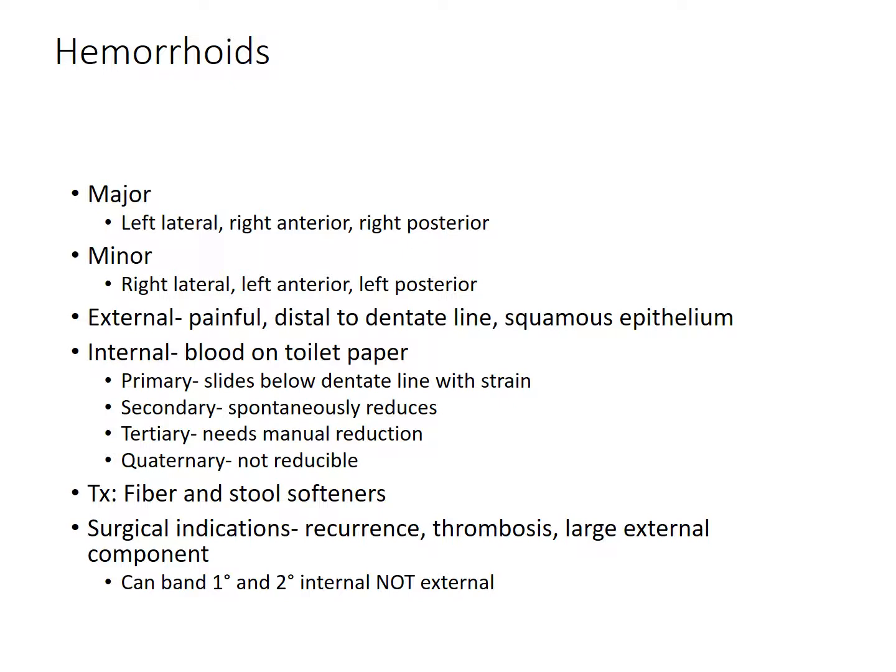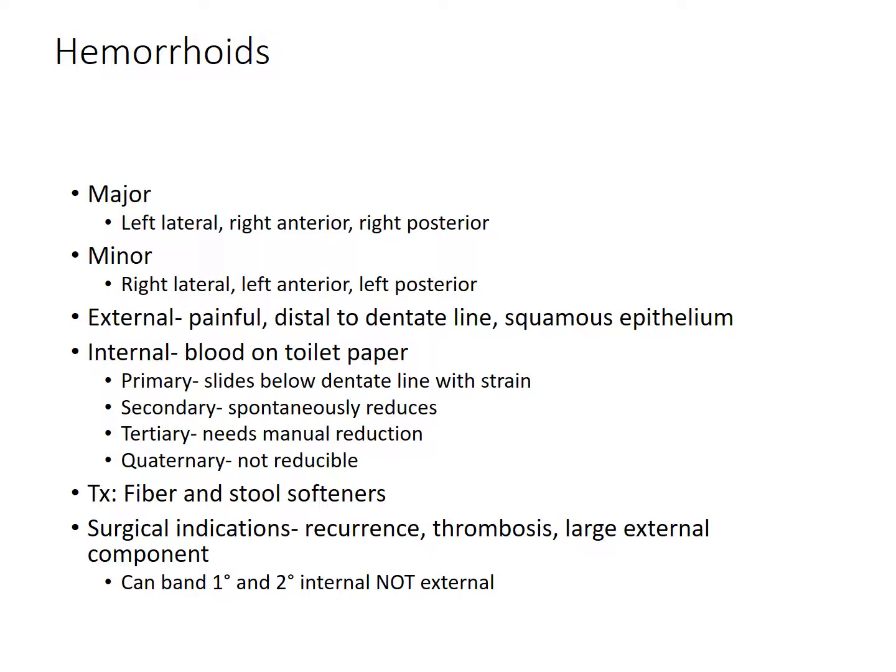Internal, they often present with blood on the toilet paper, just streaks of blood. They could have some pruritus. The 4 grades of internal hemorrhoids. The primary, these will slide below the dentate line with straining. They don't ever come out externally. Secondary are going to come out externally, but they'll spontaneously reduce. Tertiary, these need to be manually pushed back. And then quaternary, these are non-reducible. So usually 3 and 4 are the ones that people seek treatment for.